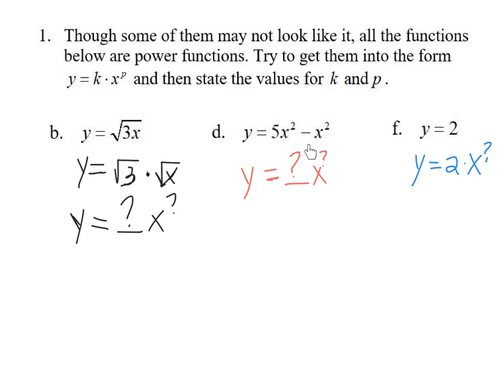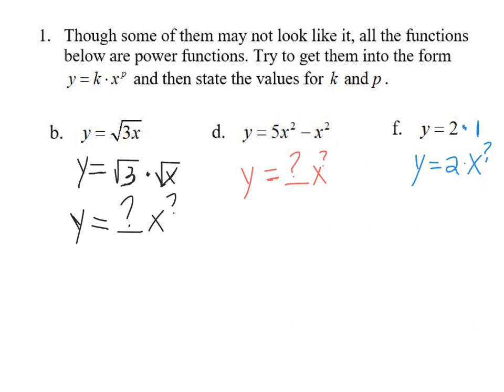I'll let you finish that. Not going to say much about letter D, just simplify it, and then I think you can write it as something times x to a power. And then F might seem a little tricky, like where's the x here? But we can write this as 2 times x to some power. The question is, what is the exponent that would go on there?